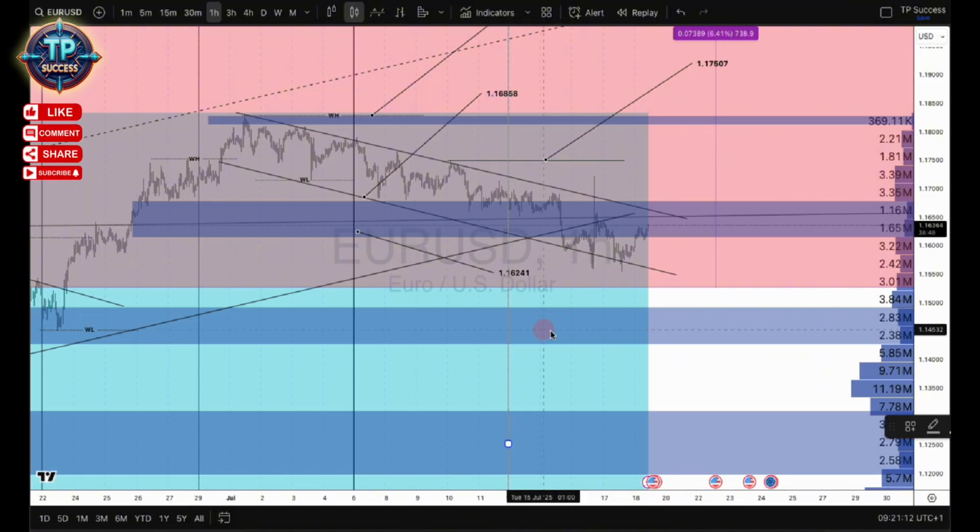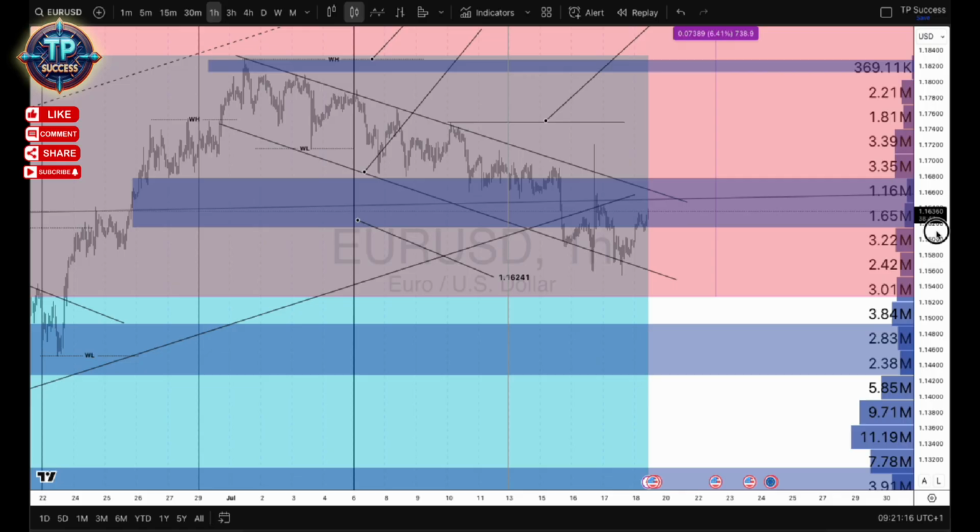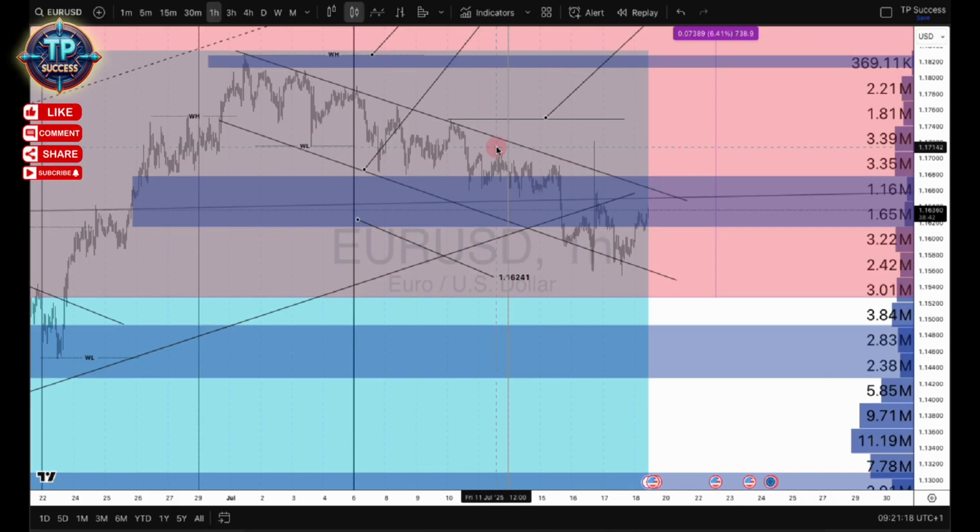Okay, so for example, the high on the Friday, you might have had a pending sell order in this location right here. You could have had a pending sell order in this location right here, at which point price would have gone in, hit that, and then come all the way back down again.